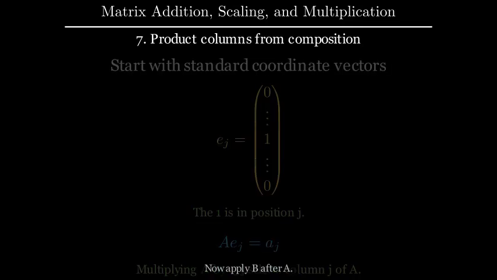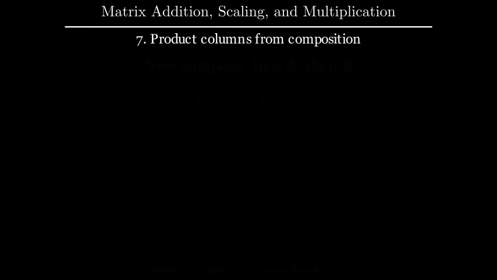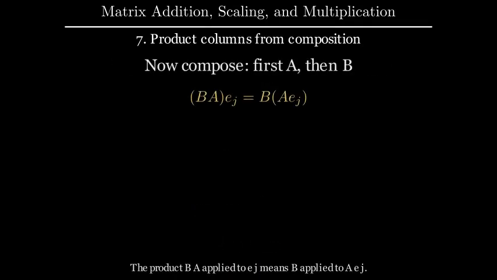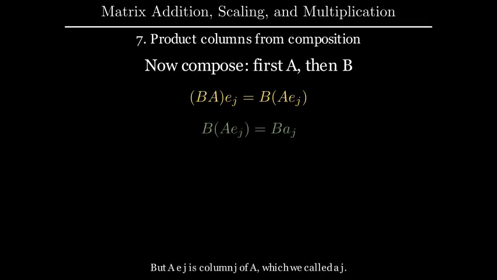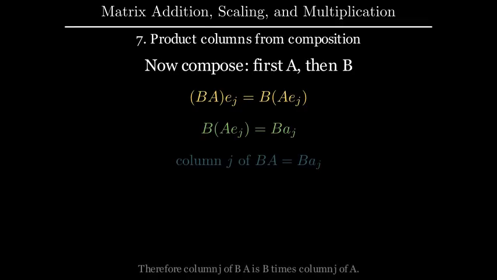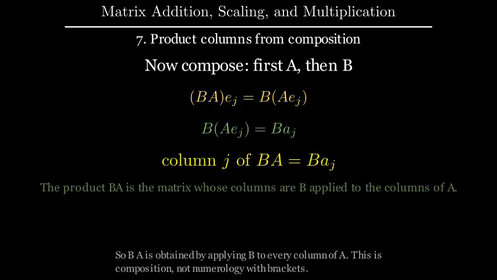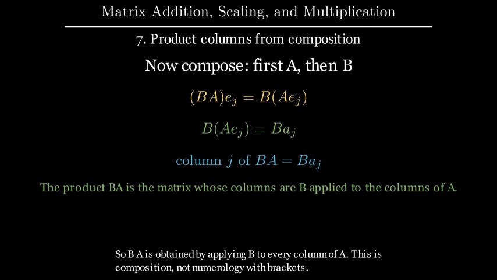Now apply B after A. The product BA applied to Ej means B applied to AEj. But AEj is column j of A, which we called Aj. Therefore column j of BA is B times column j of A. So BA is obtained by applying B to every column of A. This is composition, not numerology with brackets.